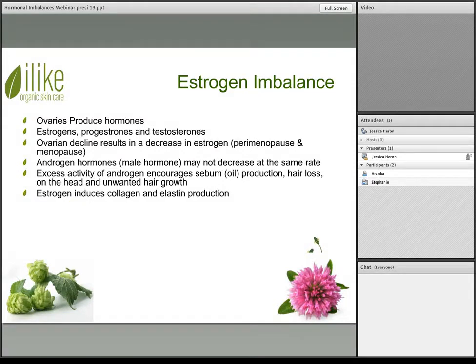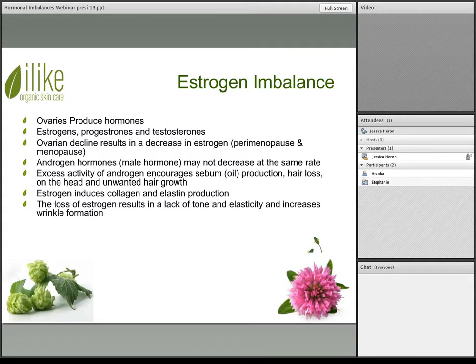Estrogen induces collagen and elastin production. So estrogen is imperative in order to produce collagen synthesis, but also that in turn helps to support our elasticity functions in the skin, keeping it firmer and lifted and tightened much longer. And when we're younger, we tend to have healthier levels of estrogen, especially in the adolescent age. Typically we don't have this estrogen imbalance, so we have firmer, stronger skin because we have healthier amounts of collagen being produced.